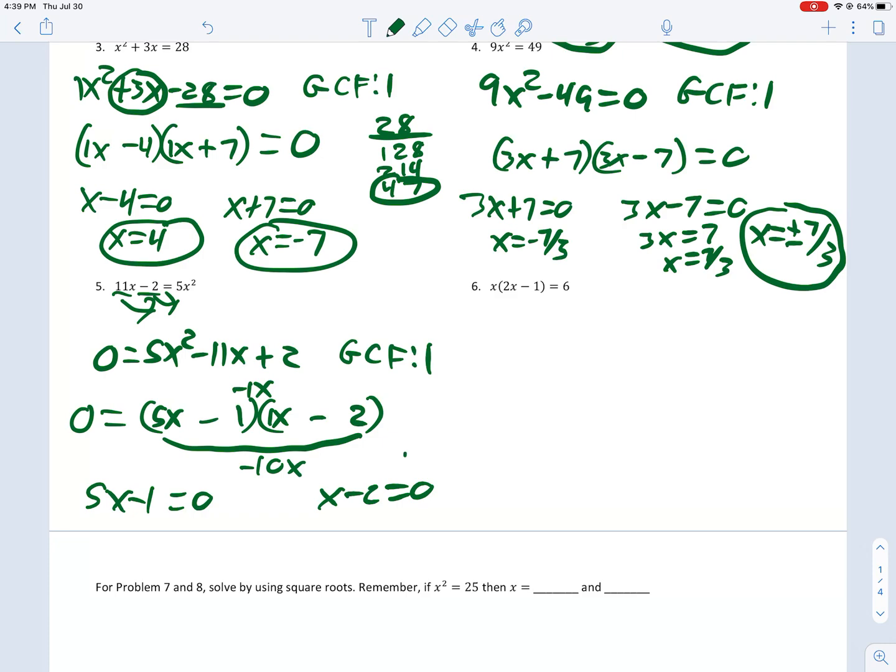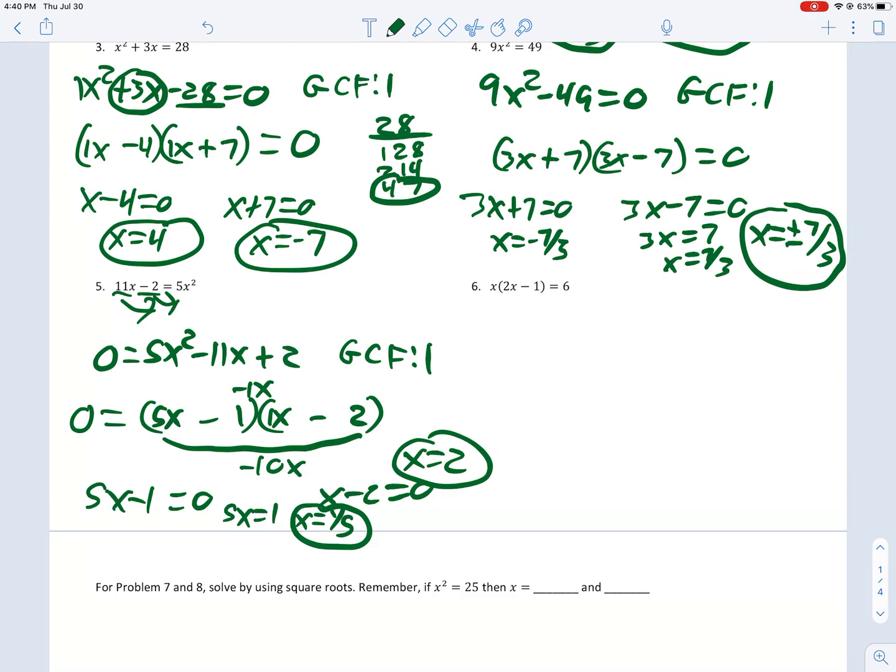So 5x minus 1 equals 0. X minus 2 equals 0. So x equals 2 is one solution. Add 1, divide. 1/5 is the other solution. So you get 1/5 and you get 2. Again, understanding you're solving a quadratic. The x squared means there's going to be usually 2 different answers.